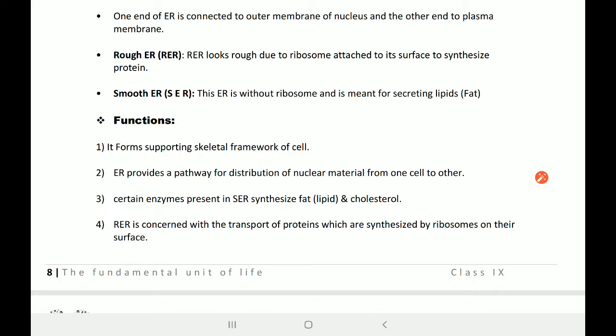At the same time, certain enzymes are present in smooth ER, and those enzymes actually synthesize fat. Fat means it converts into lipids, similar things. And cholesterol, of course, cholesterol.